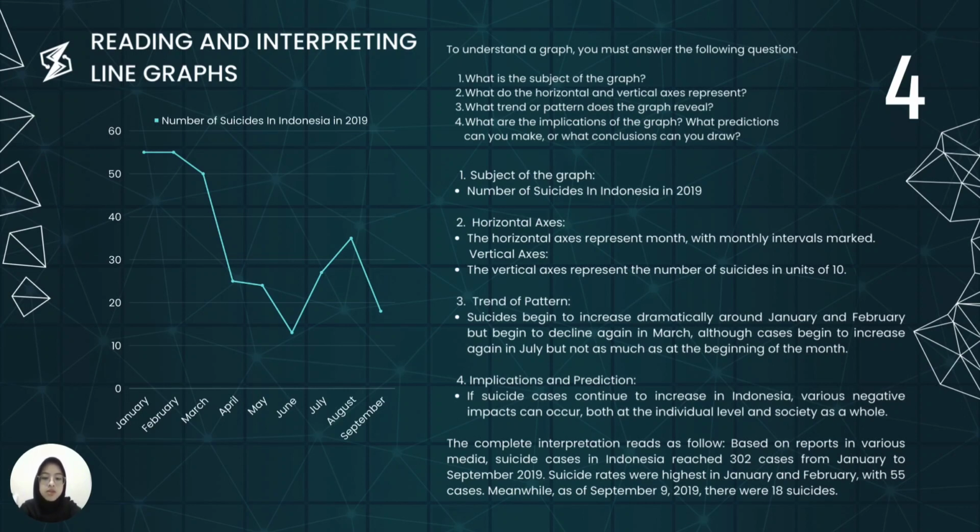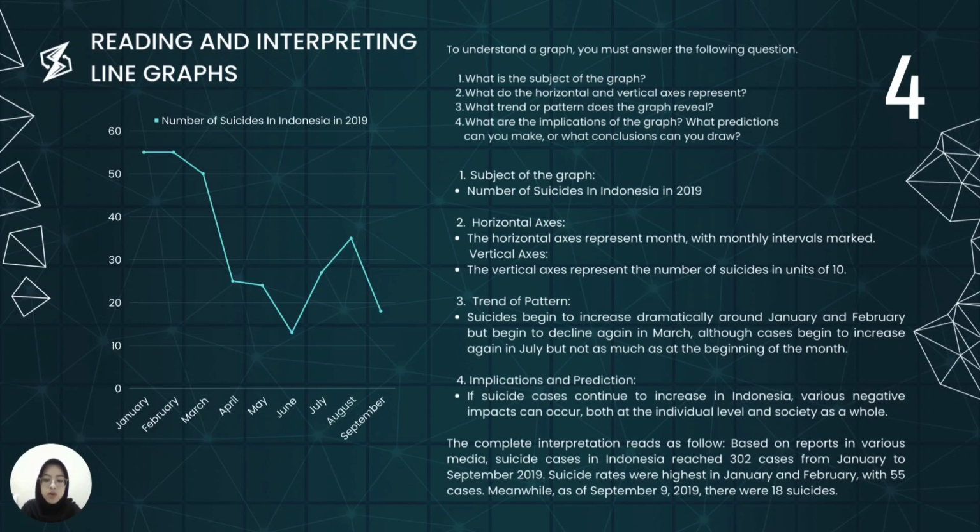Suicide began to increase dramatically around January and February, but began to decline again in March. Although cases began to increase again in July, it was not as much as at the beginning of the year. The last is implication and prediction. If suicide cases continue to increase in Indonesia, various negative impacts can occur, both at the individual level and in society as a whole. And the complete interpretation reads as follows.